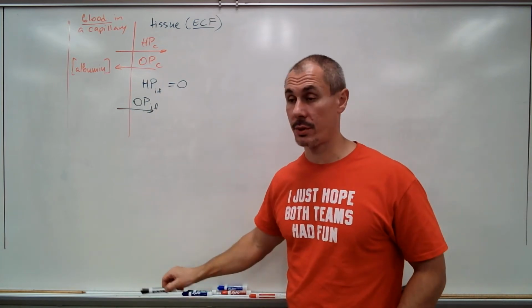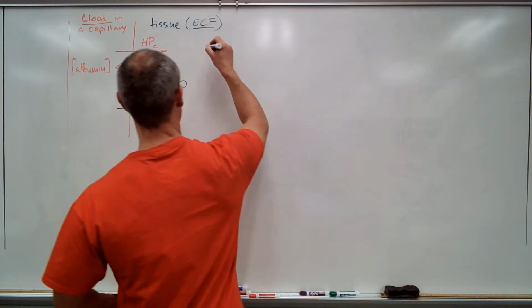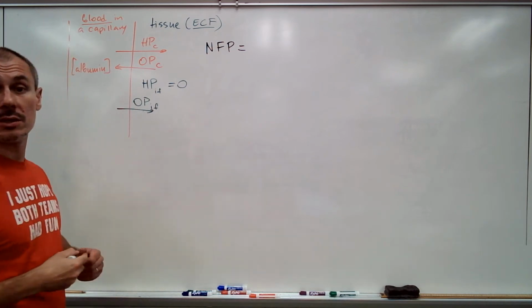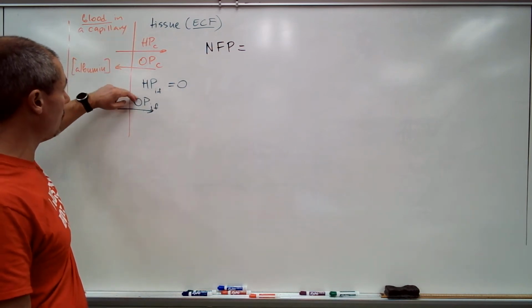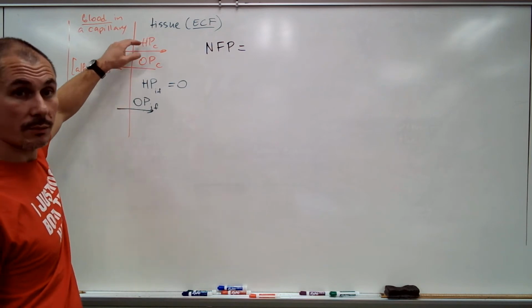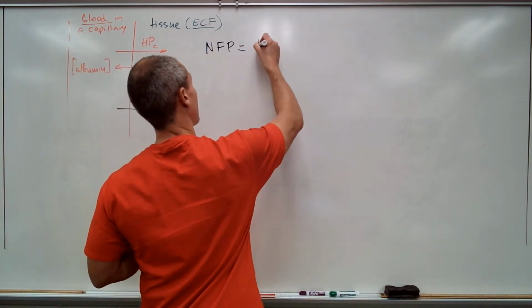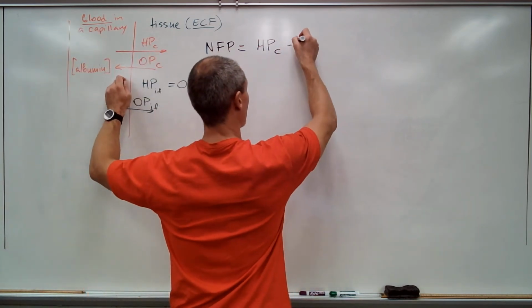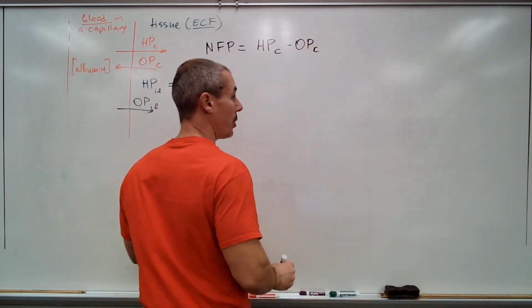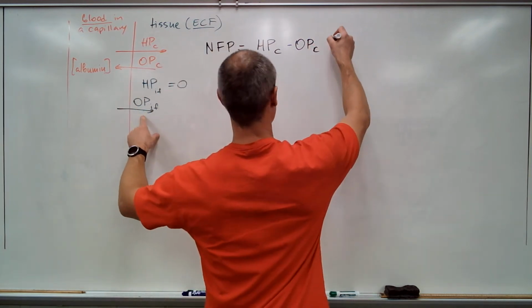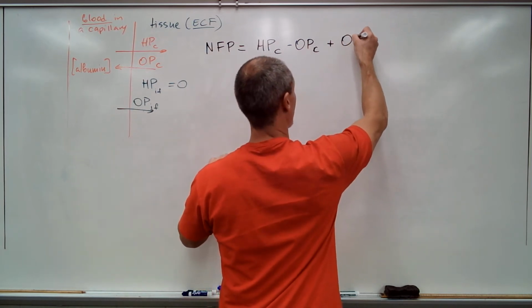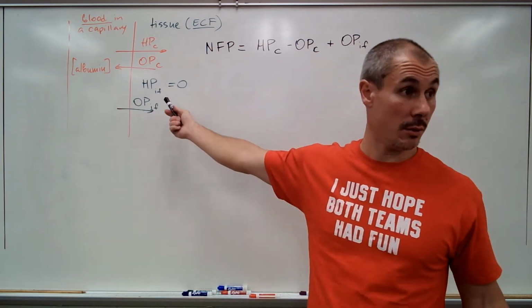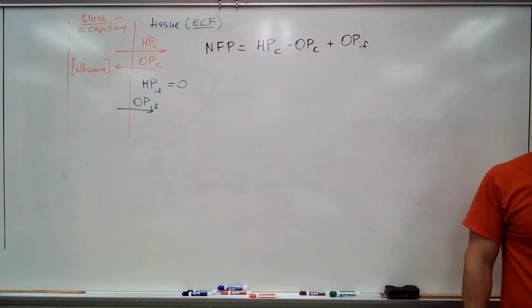So based on all these parameters, we can write down an equation for net filtration pressure. Okay? And let's assume that these 2 numbers are positive, right? So we've got hydrostatic capillary pressure minus capillary osmotic pressure plus interstitial osmotic pressure. And this one is 0. Okay? That makes sense.